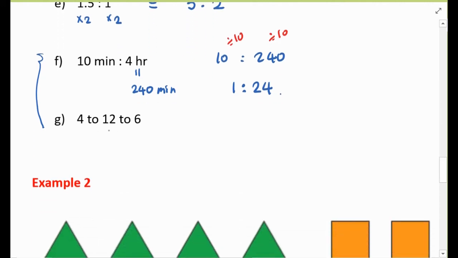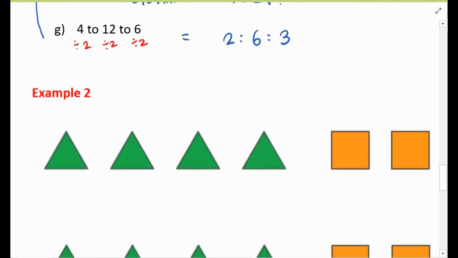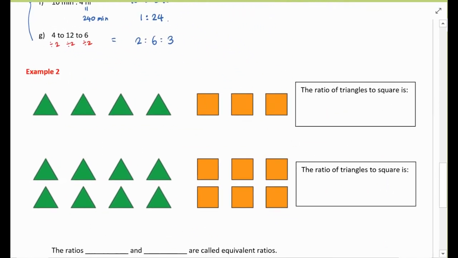Okay, 4 to 12 to 6. What number would you use to divide those three numbers? I'm going to choose 2. And that will be 4 divided by 2 is 2, 12 divided by 2 is 6, 6 divided by 2 is 3. So 2 to 6 to 3 is the answer. Alright, everyone? Okay, let's move on.